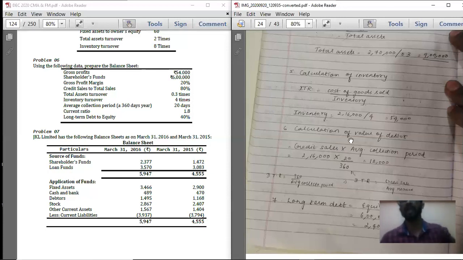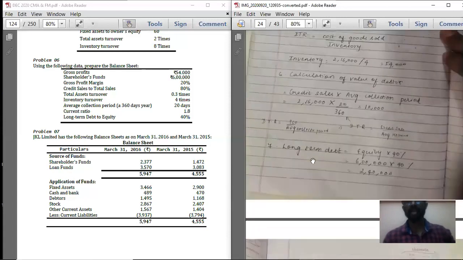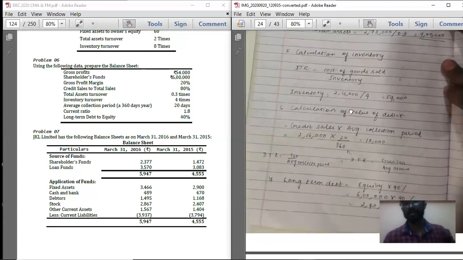So simply remember this formula. To calculate the value of debtors, if they have given the average collection period, just multiply it with the credit sales. So average collection period 20 days: 20 by 360 into credit sales 2,16,000 is 12,000. With this, we have calculated the value of debtors and inventory.